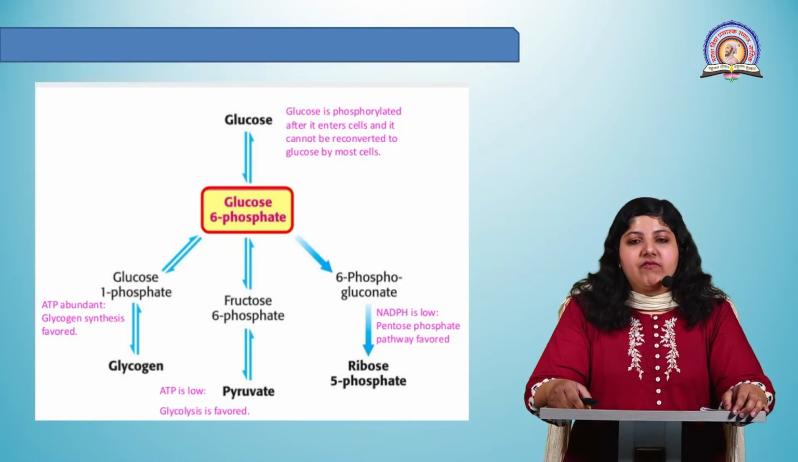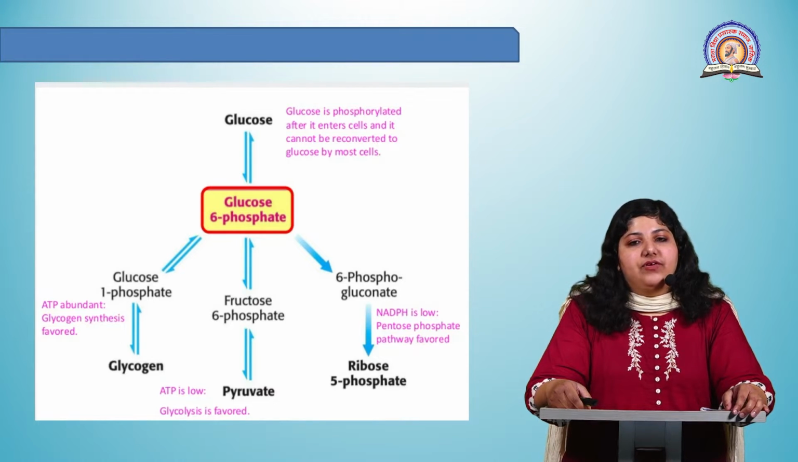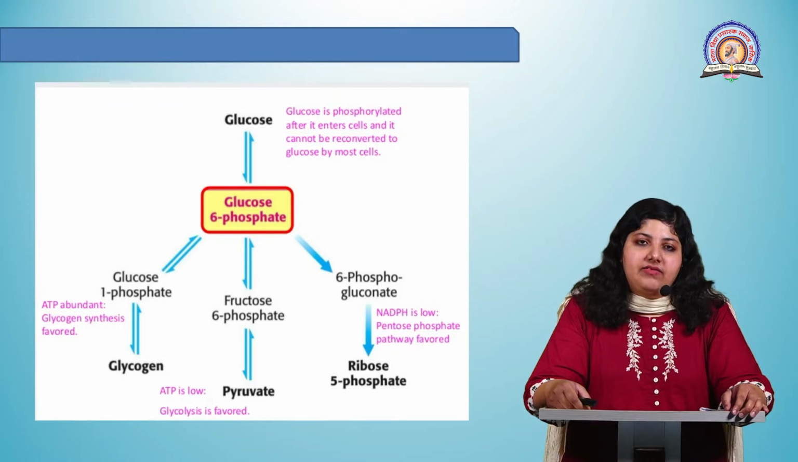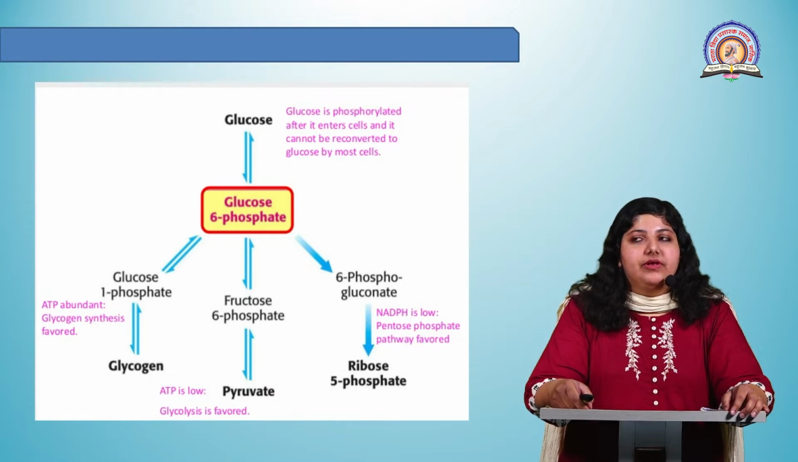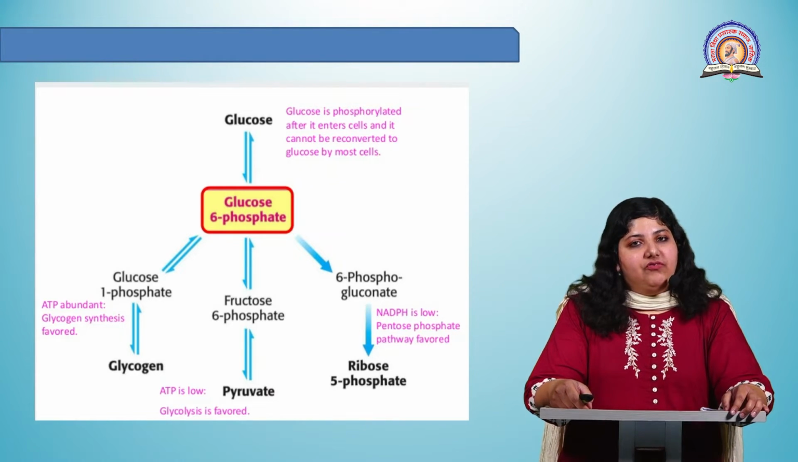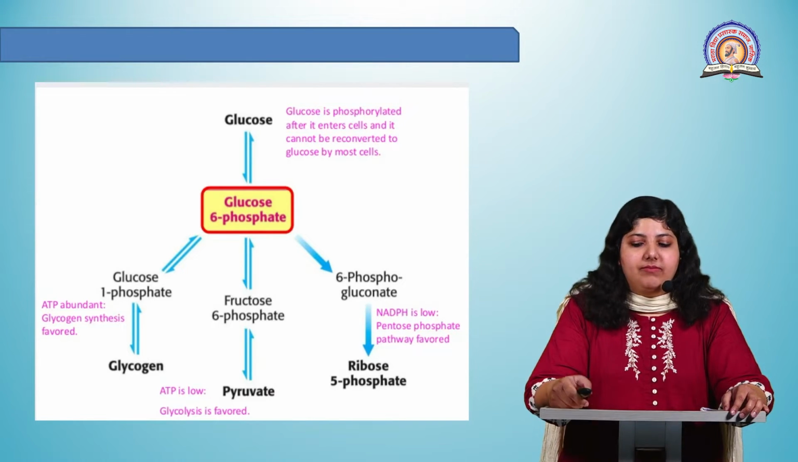Then whenever NADPH is in low amounts, the pentose phosphate pathway is favored. At that time glucose 6 phosphate is converted to 6 phosphogluconate, which forms ribose 5 phosphate, and hence the pentose phosphate pathway is favored under this condition. By the pentose phosphate pathway, different reducing equivalents are synthesized, and these reducing equivalents in turn are required for different pathways of the organisms.